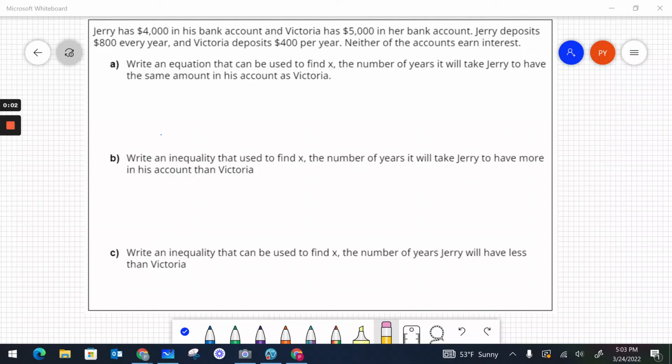These are the video notes for writing equations and inequalities. Let's start by reading the question.